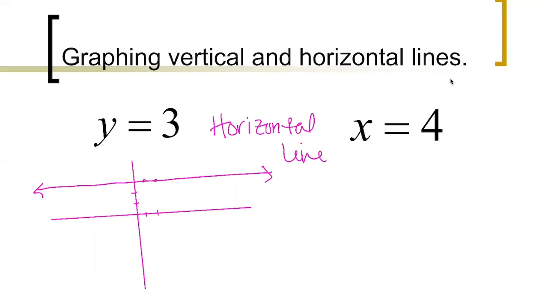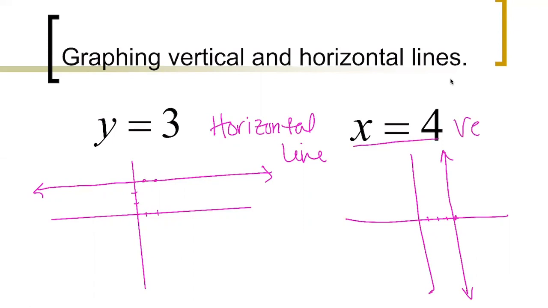Now, when you're dealing with x equals 4, that means your x value is always 4. So in this case, you're dealing with a vertical line. Okay. So when you have x equals, it's always vertical. And when you have y equals, it is horizontal.